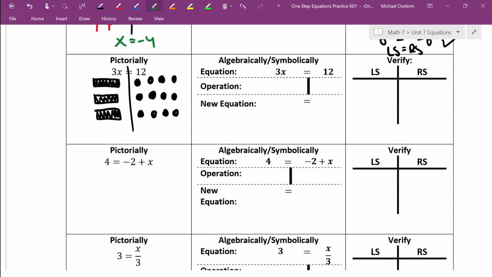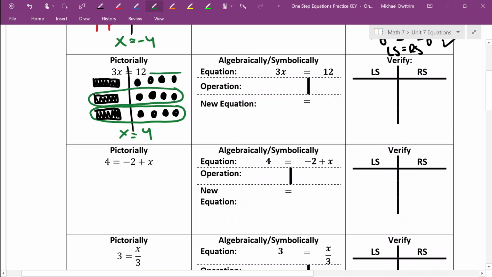Now that's great, but I don't care what 3x's matches to. I want to know what each x, or 1x, matches to. And I can see that this x matches to 4 positive constants on the other side. This x also matches to 4 positive constants, and the top x also matches to 4 positive constants. So each of my x's has a value of 4, and that's my solution, that x equals 4.